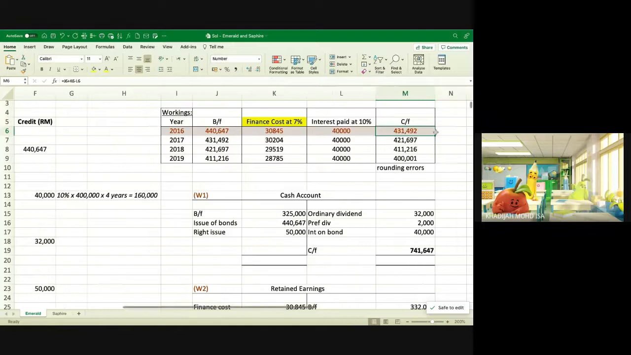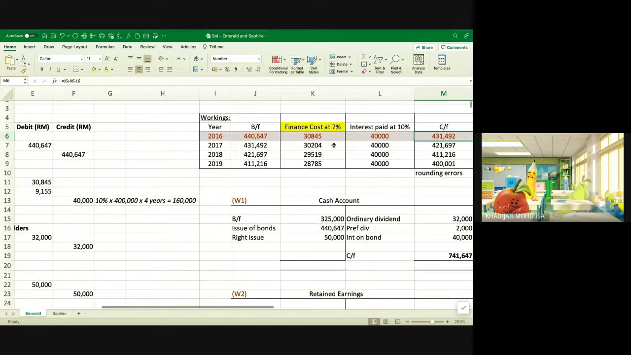All right. And from here, you are going to identify what will be the carrying value of your bond at the end of 2016. So initially, your value of the bond was recorded as 440,647. And then you add your financing cost at the market rate minus your interest of 10%. So that's how you get 431,492.